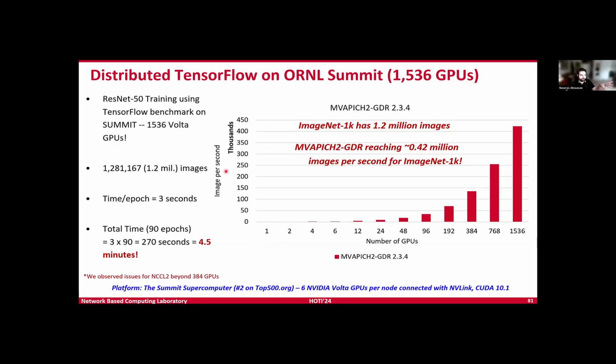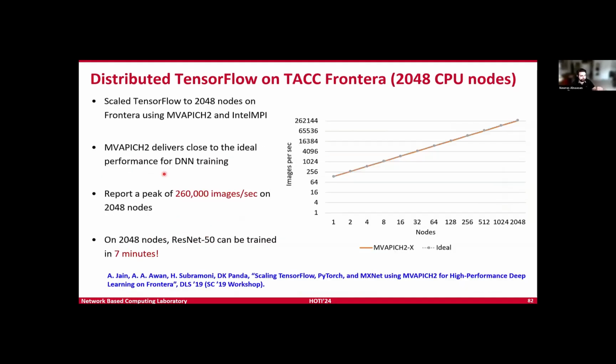So with one GPU, throughput is very, very low. As we scale to 1,500, we get around how much? I don't think we have the throughput. Oh, yeah, throughput is around 450,000 images per second. And time is 4.5 minutes. So 4.5 minutes for the training of the entire network, or 90 epochs on the entire dataset.